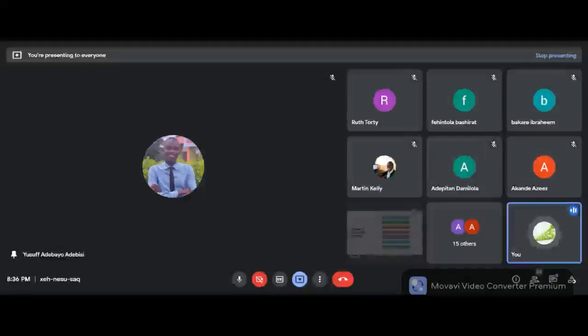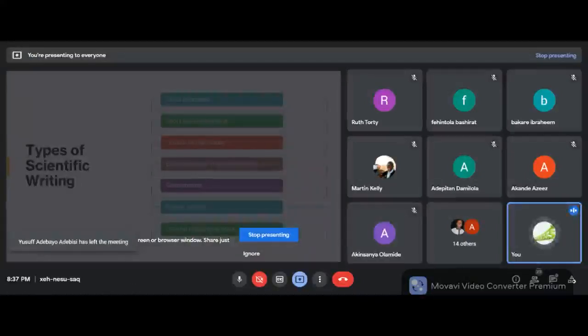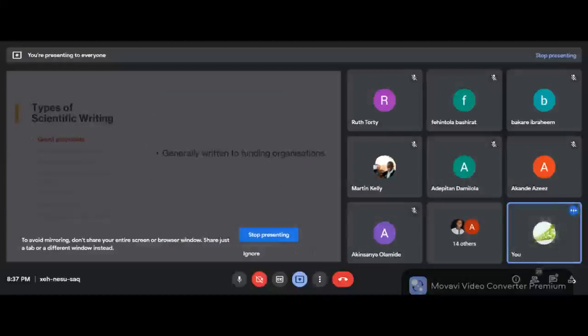So there are various types of scientific writing. I have on this slide a few of them. This list is not exhaustive. I just put this here because I believe they seem to be most important to young researchers, at least as a way of trying to get published. I'll just give one or two points regarding each of them. Grant proposals are generally written to funding organizations. I won't talk much about this because Yusuff just did a great justice to this, and I believe we all got what it means and everything regarding it.